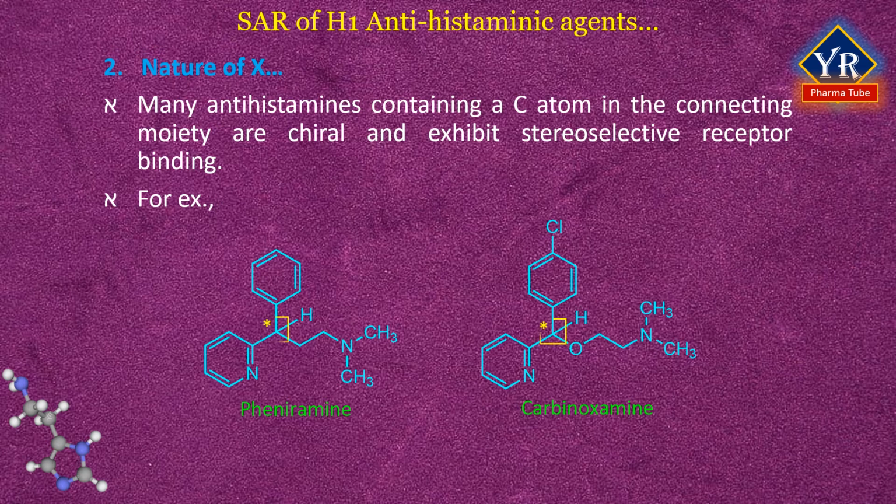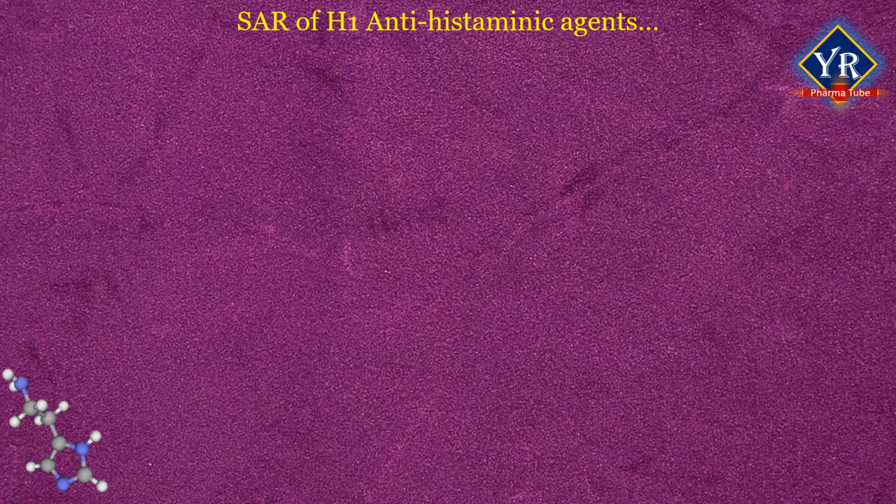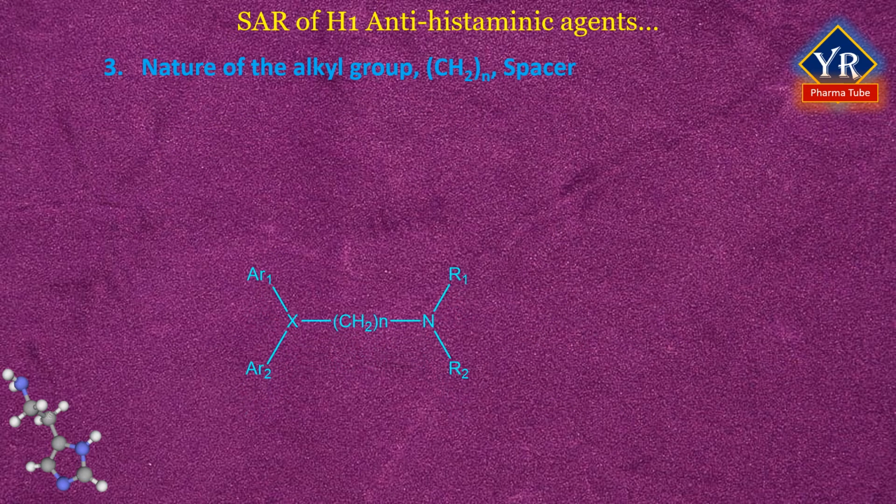In the structures, pheniramine is an alkylamine in which X is carbon, and in carbinoxamine the X is carbon that is connected to an oxygen atom. Thus, carbinoxamine belongs to aminoalkyl ethers. Both the compounds contain AR2 as a 2-pyridyl heterocyclic ring system, and AR1 is phenyl in pheniramine and chlorobenzene in carbinoxamine. The tertiary nitrogen possesses dimethyl groups on a 2-carbon side chain, that is an ethyl group. Number 3. Nature of the alkyl group, that is CH2 taken n times, or the spacer.